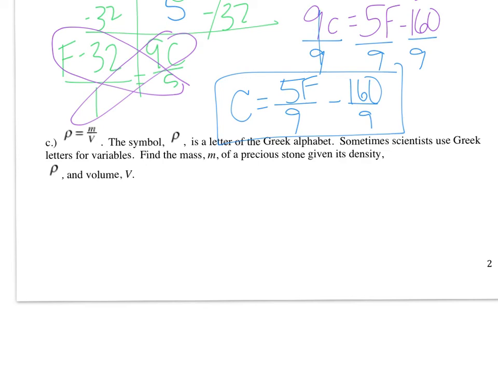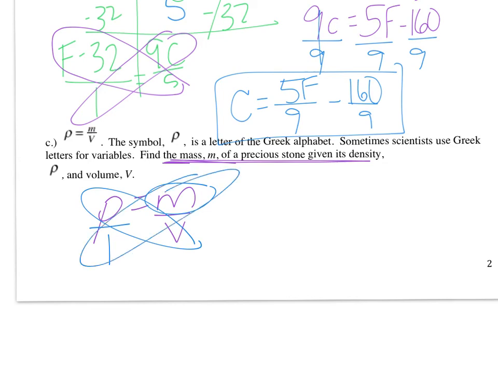In letter C, we have the Greek letter rho, which looks like a P, and that is equal to our mass M divided by our volume V. So we want to find the mass of the precious stone. So we are going to solve for M. So we have our Greek symbol rho equals M over V. So we want to get the M by itself. Similar to what I did in the last problem, I'm going to make this a proportion, and now we can cross multiply. So rho times V, the rho V, equals 1 times M, which is M, and now M is by itself, and that is that.